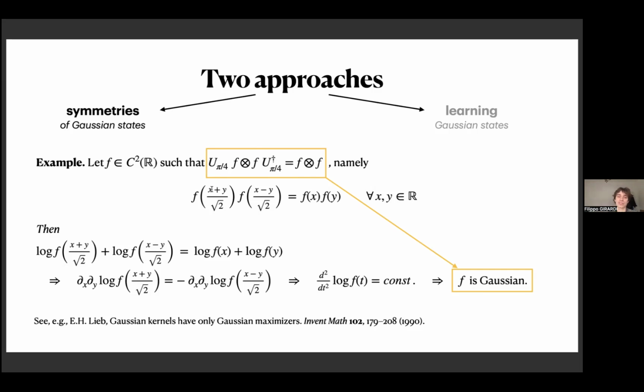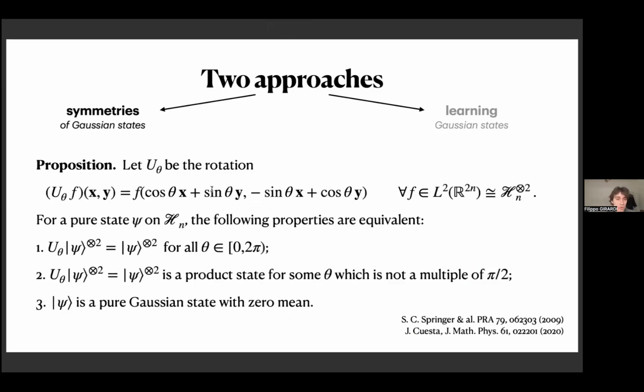So what about the case of quantum states? Define U theta to be the rotation on functions on R^n, which is a way to represent two copies of our bosonic system. So using this identification, you can apply this rotation to two copies of pure states on our Hilbert space. And so this proposition characterizes the zero mean pure Gaussian states as follows.